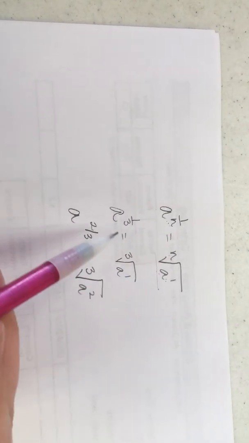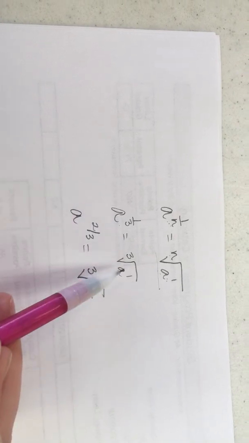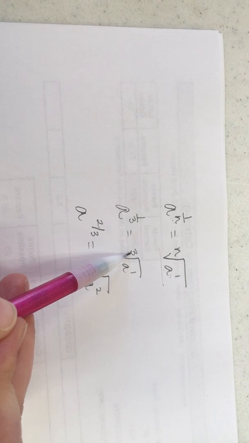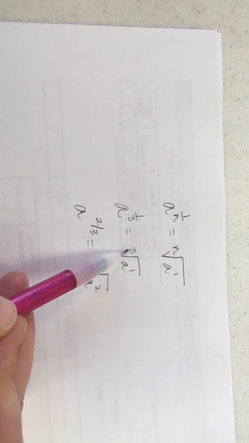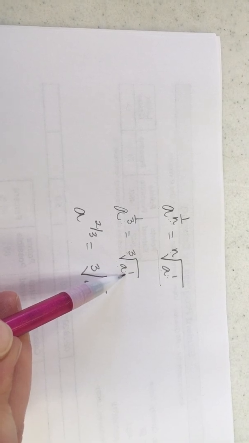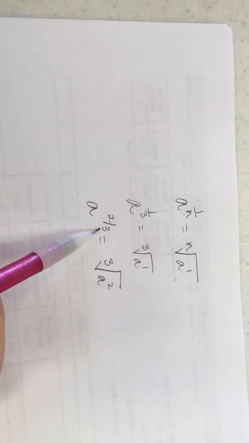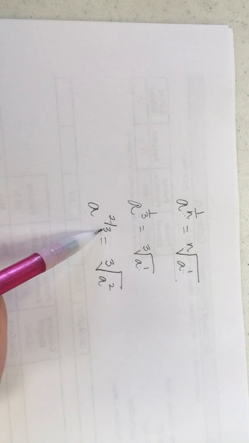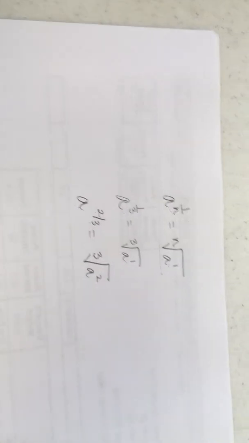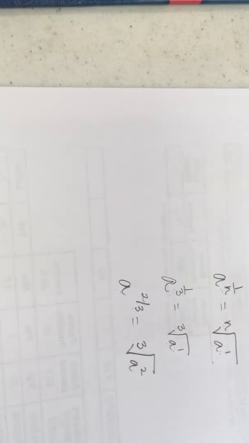So I just wrote a couple others here. A to the 1/3. My a stays as the base. My denominator becomes the index. So now I have a cube root of a to the first. The numerator is still the exponent. So this guy here, the cube root of a to the second. That's how we rewrite powers to radicals. Powers to radicals, okay? All right.